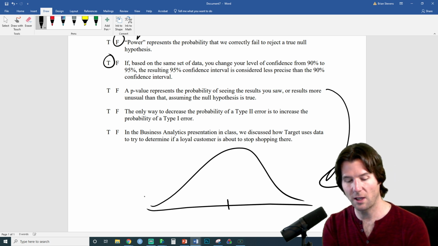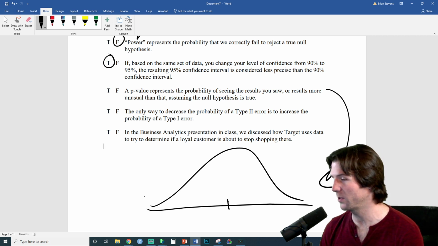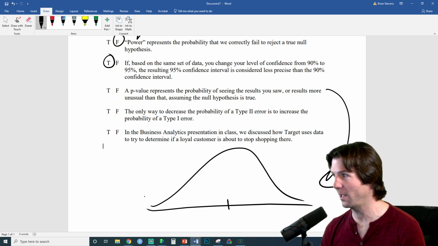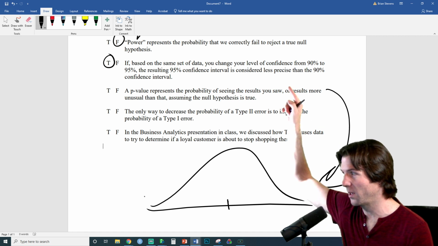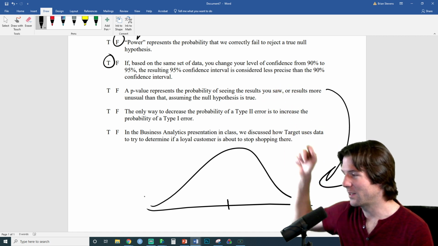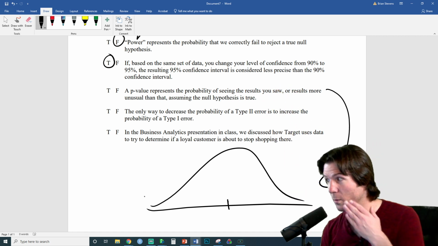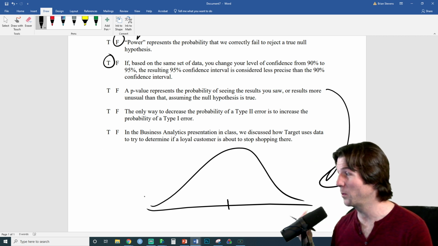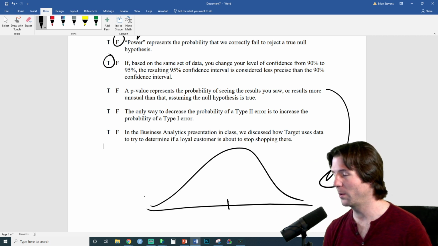What is at the center of this curve? What value is always at the center of this curve? Does anyone know what value? It's in the wording up here. What value is at the center of this curve that we assume is true? That we're saying, like, this is what we'd likely see. Does anyone know what value will go at the center of this curve? It's the thing we think is true.